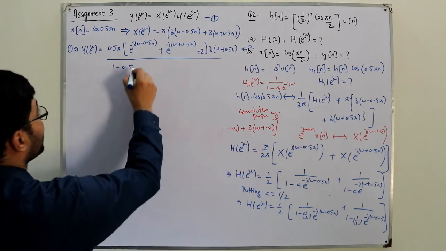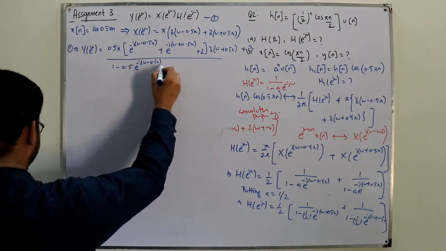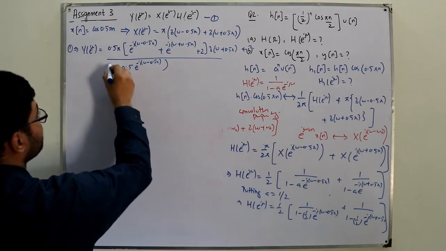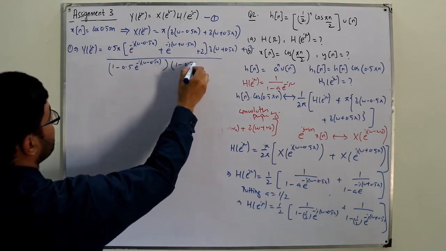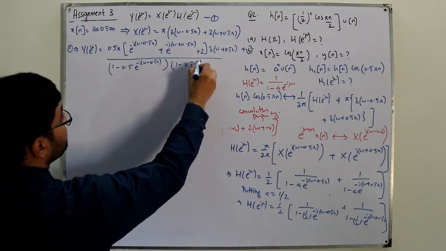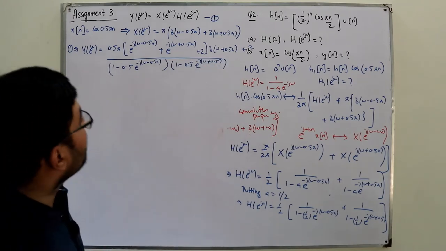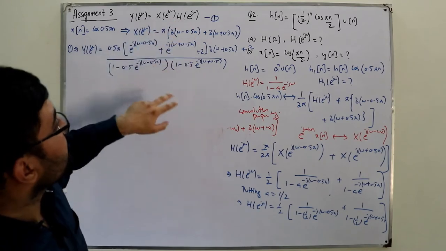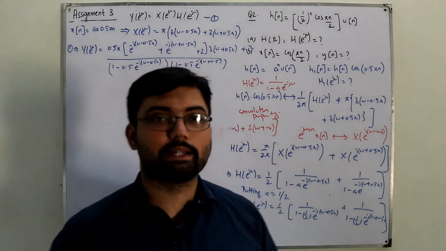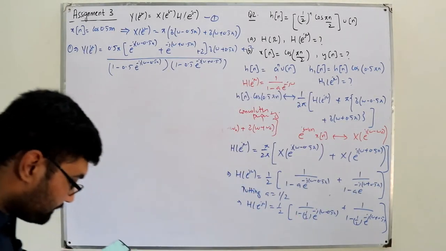Exponential of minus j omega minus 0.5 pi, into 1 minus 1 over 2 exponential of minus j omega plus 0.5 pi. So what have I done? I have put X of j omega and H of j omega in this equation. 1 over 2, I sometimes write it 1 over 2, sometimes 0.5. Don't get confused by it.